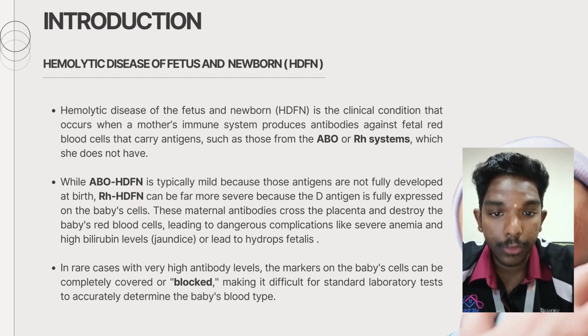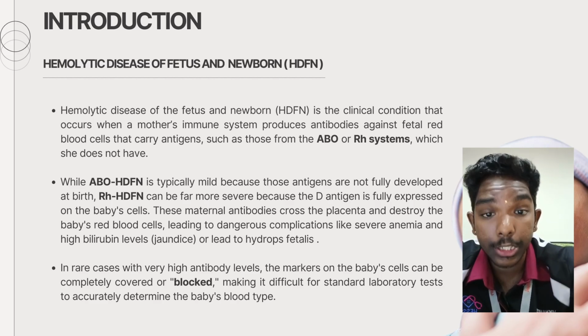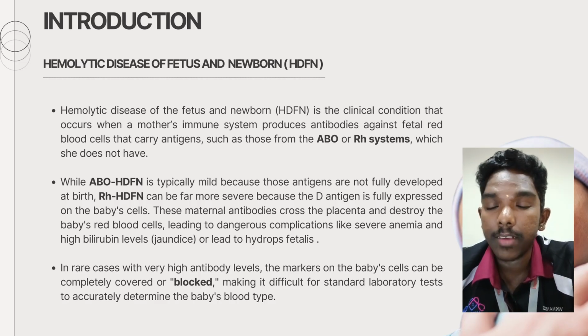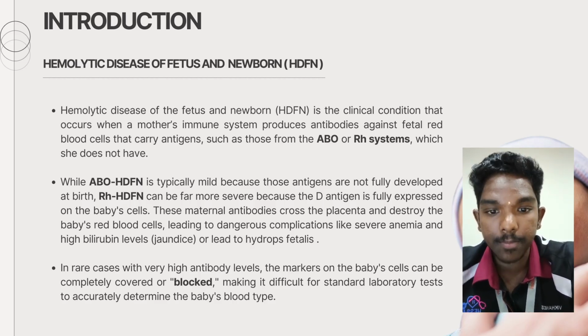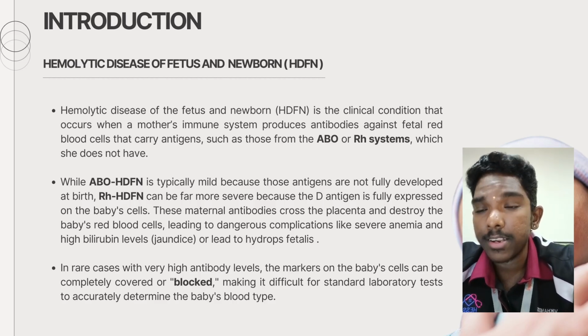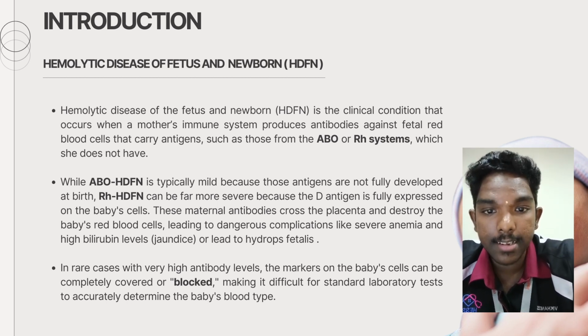What is hemolytic disease of newborn? Hemolytic disease of newborn is a clinical condition that arises when a mother's immune system produces antibodies against the fetal red blood cell antigen that she lacks. While various blood group systems can be involved, the RhD event is notably severe because the D antigen is fully expressed on the fetal cells. When these maternal antibodies cross the placenta, they destroy the baby's red blood cells, leading to dangerous complications such as severe anemia, jaundice, or even hydrops.